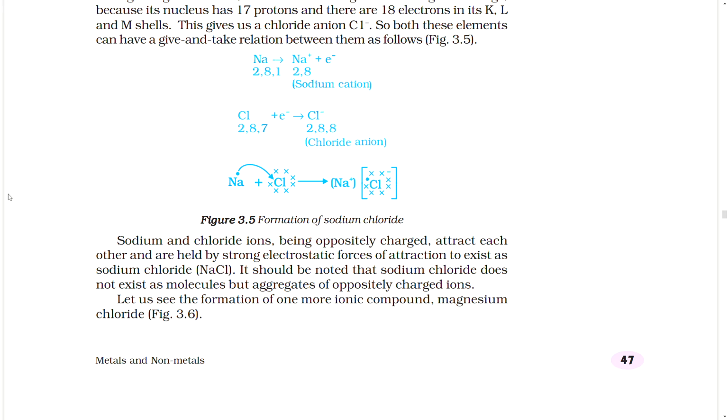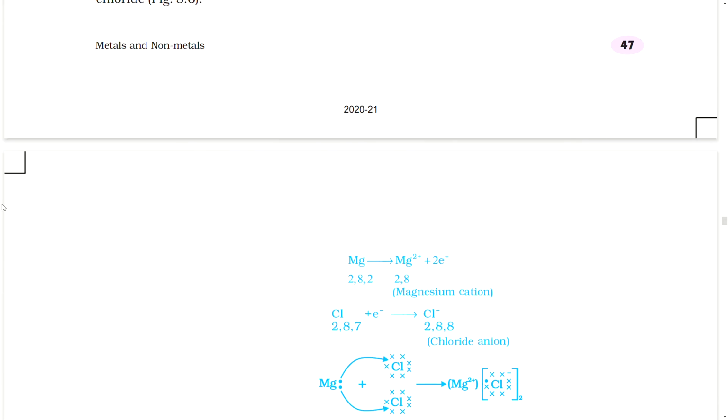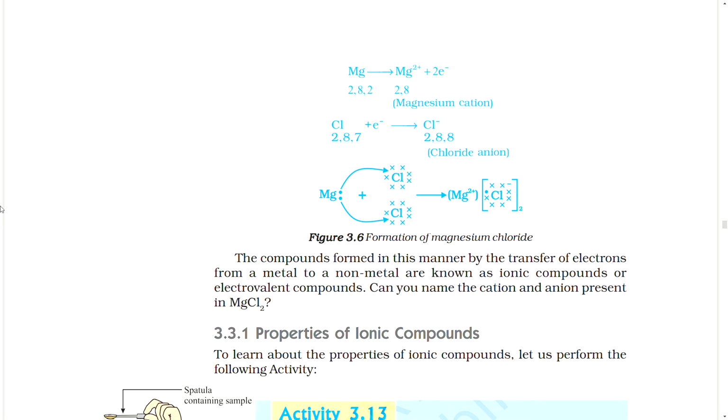Let us see the formation of one more ionic compound, magnesium chloride. Mg 2,8,2 tends to Mg2+ 2,8, magnesium cation. Cl 2,8,7 plus e- tends to Cl- 2,8,8, chloride anion. Mg plus 2 Cl tends to Mg2+ 2Cl-. Figure: formation of magnesium chloride.